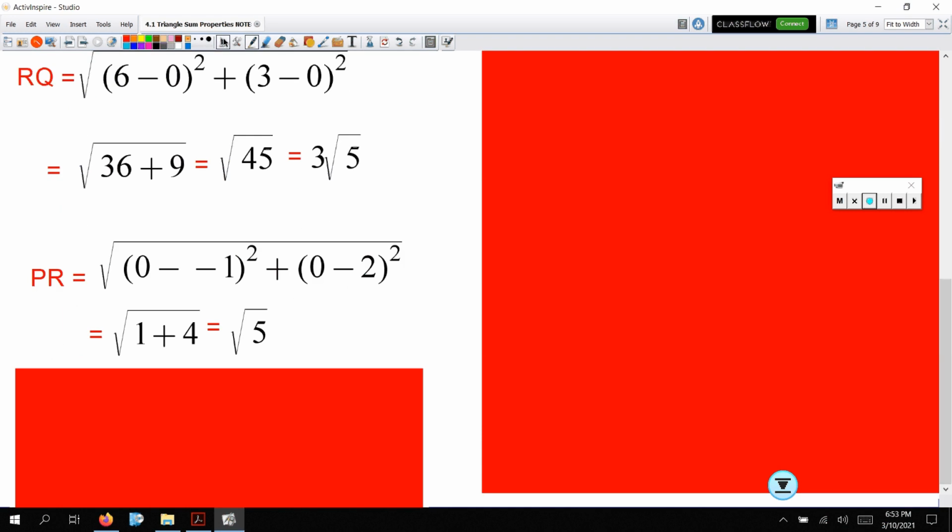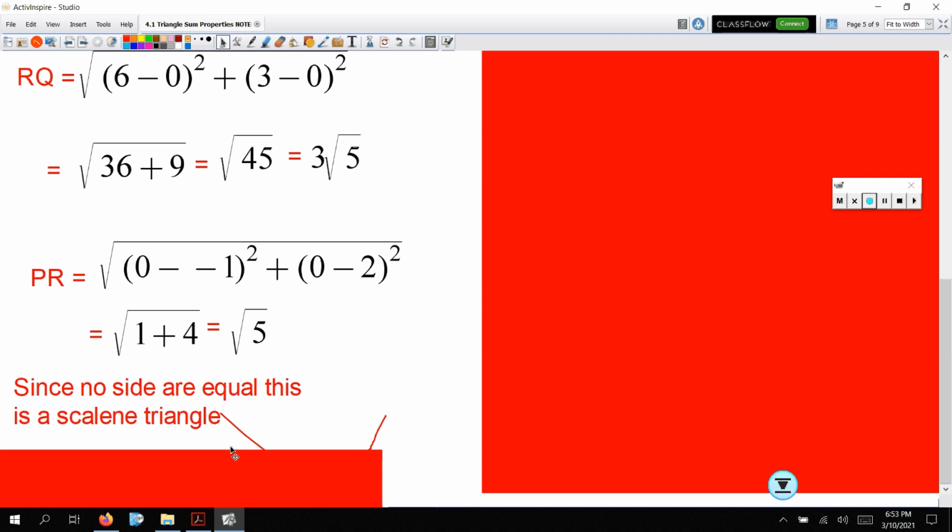I keep wanting to do that. All right, so since no sides are equal, this is a scalene triangle.